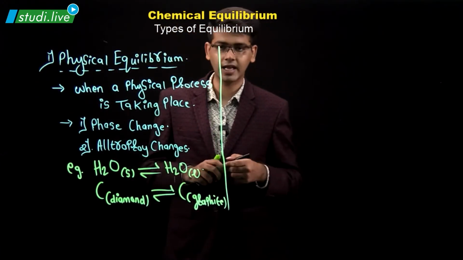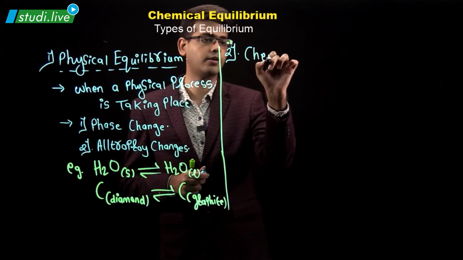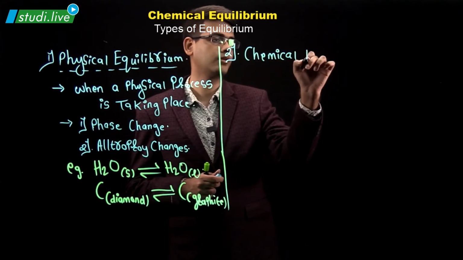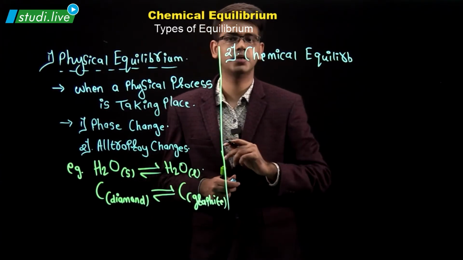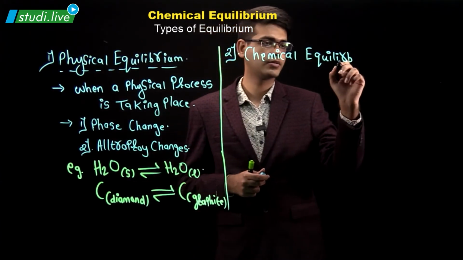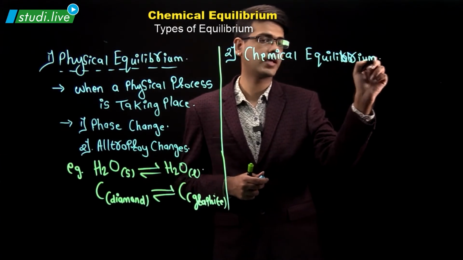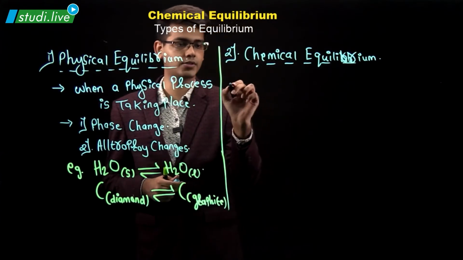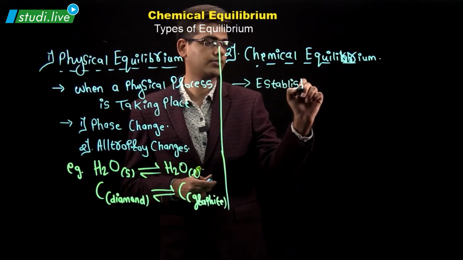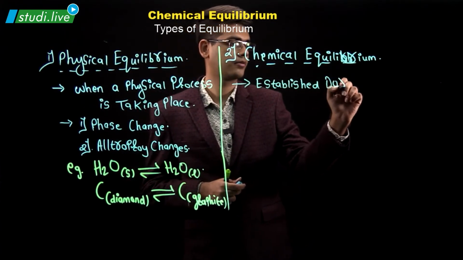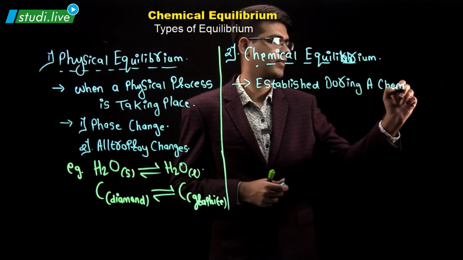The most detailed type of equilibrium which will be studied in this chapter is the chemical equilibrium. Now this chemical equilibrium is always established during a chemical reaction.